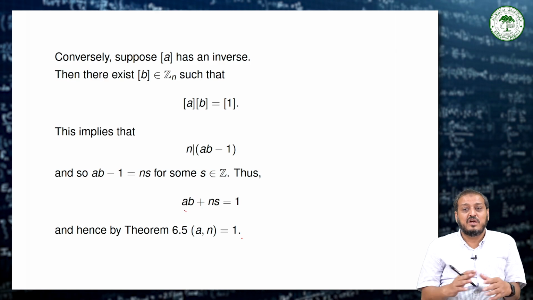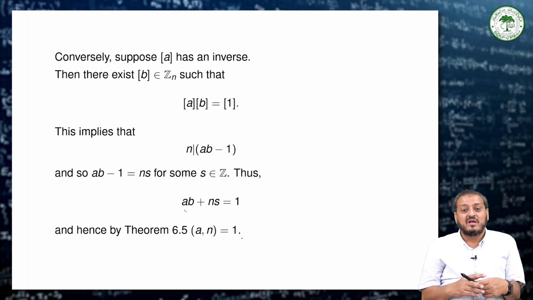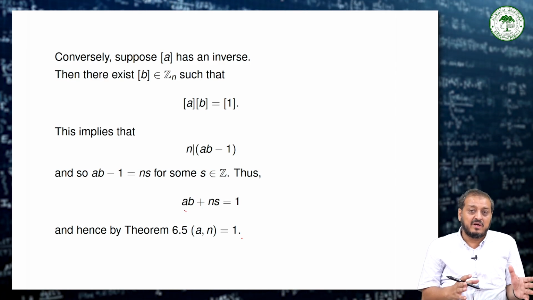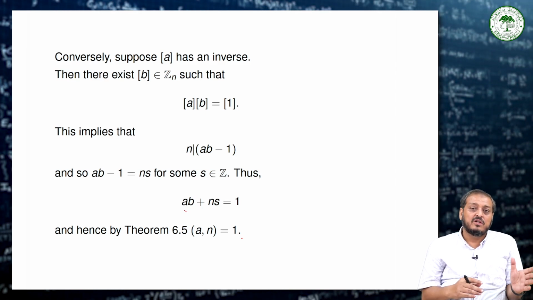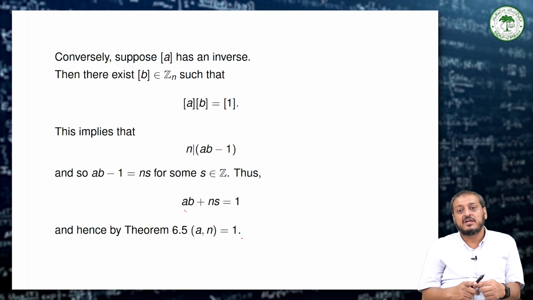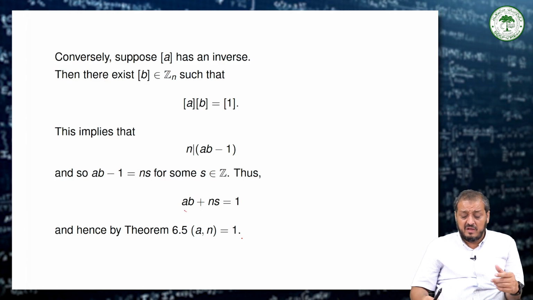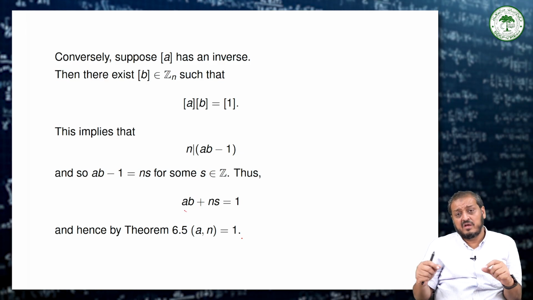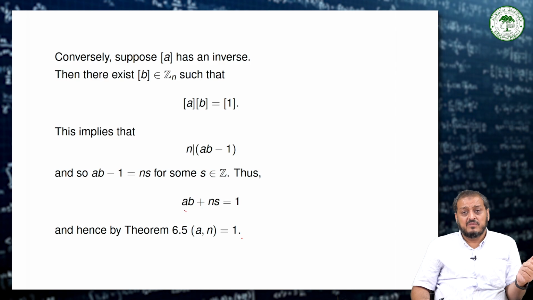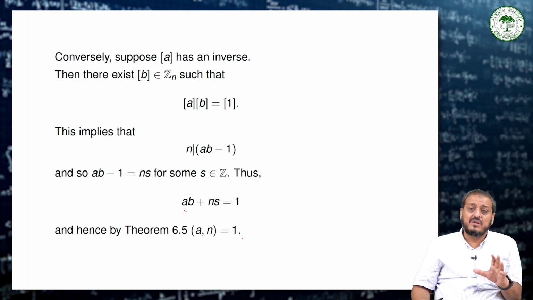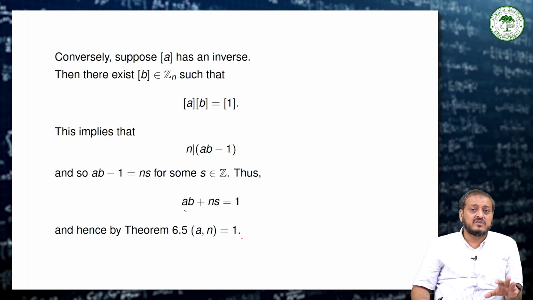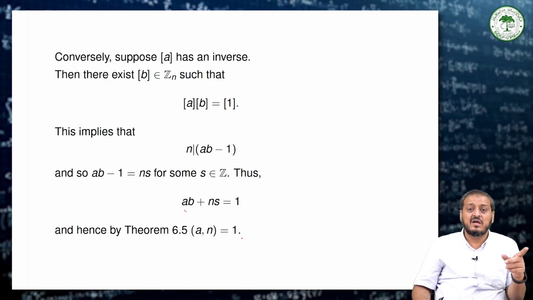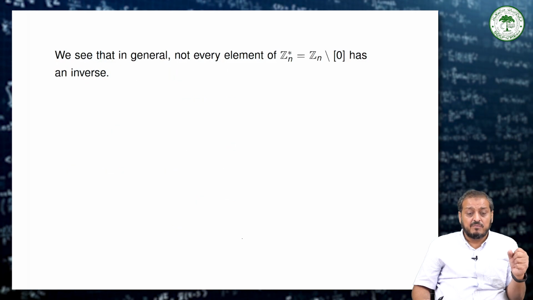So in this case, this theorem is very trivially proved by using that lemma. Clearly, we said that the inverse exists if a and n are relatively prime. So under multiplication, the inverse in Zn exists only in the case where a and n are relatively prime.